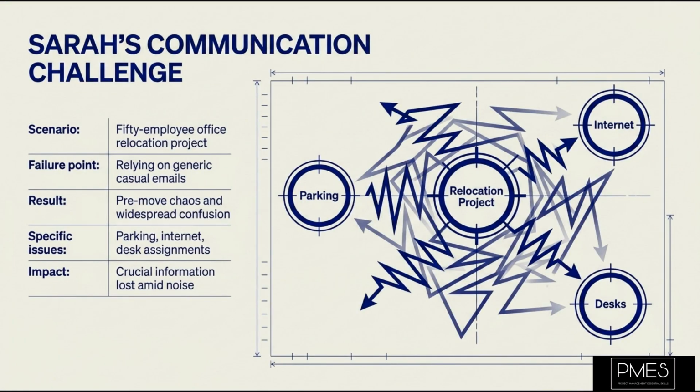Consider Sarah, a project manager leading an office relocation for a company with 50 employees. Initially, she assumed a few general emails would be enough to keep everyone informed. However, 2 weeks before the move, chaos erupted. Employees were confused about new parking arrangements, the internet setup process, and even their new desk assignments. Department heads were asking different questions, and crucial information was getting lost in a flood of uncoordinated messages. Sarah felt overwhelmed, realizing her casual approach had created significant problems.